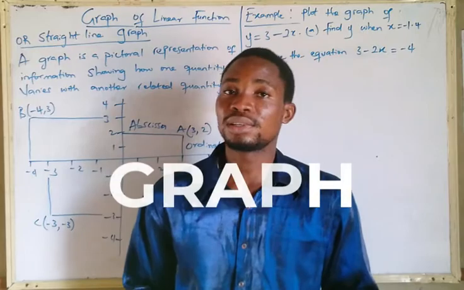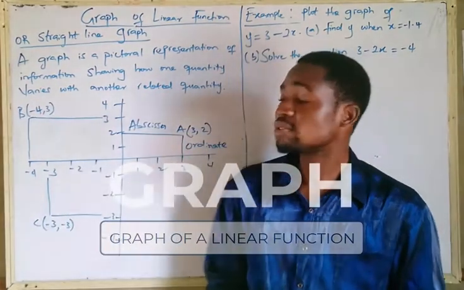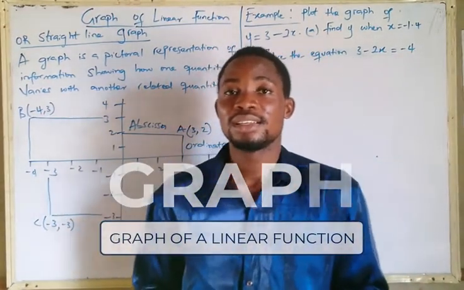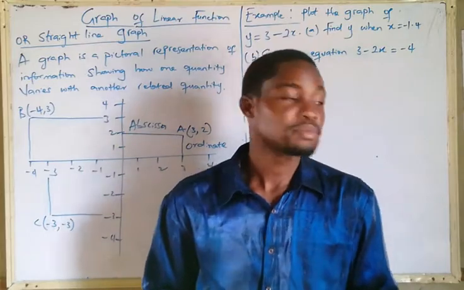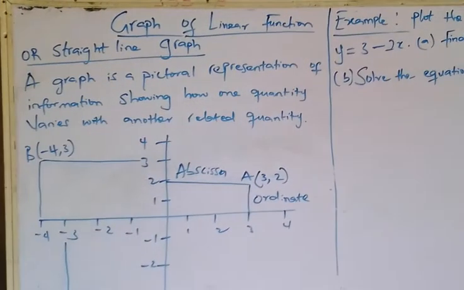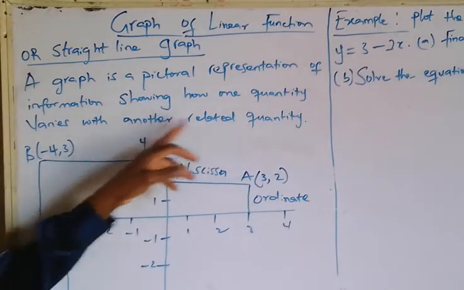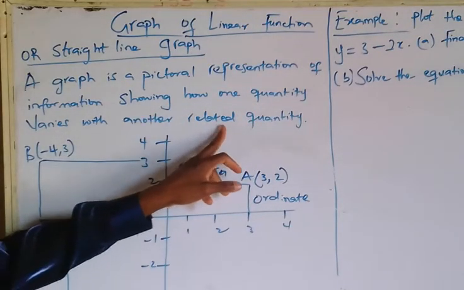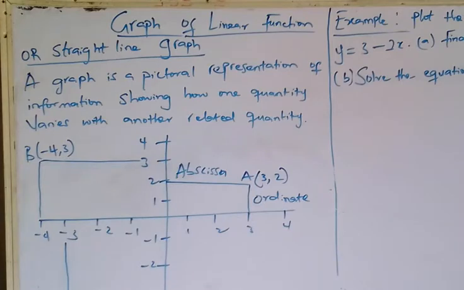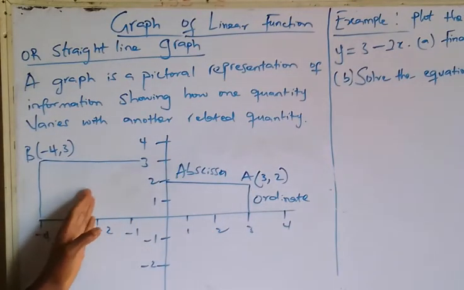Now, on our graph, we're looking at the graph of a linear function, or what we call a straight line graph. Now, what is a graph? A graph is a pictorial representation of information showing how one quantity varies with another, related quantity. Before we solve questions on that graph, let's look at the basics.